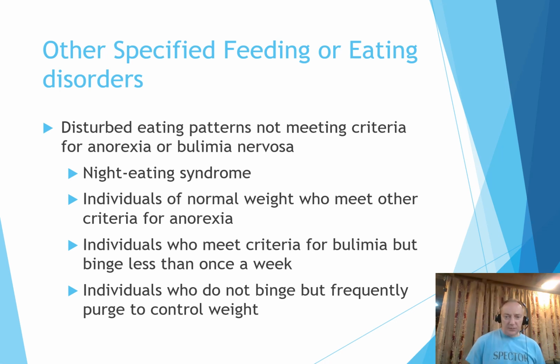Now, there are some things talked about that are still disturbances in eating behavior that don't necessarily meet criteria for either anorexia nervosa or bulimia nervosa. So night eating syndrome, people who seem to meet a lot of the other criteria for anorexia, like that extreme distorted body image, that extreme concern about their weight, yet they're not of the low BMI, their weight is normal.